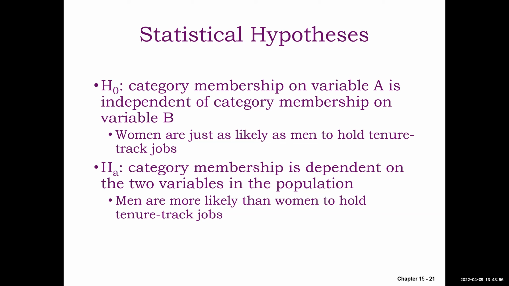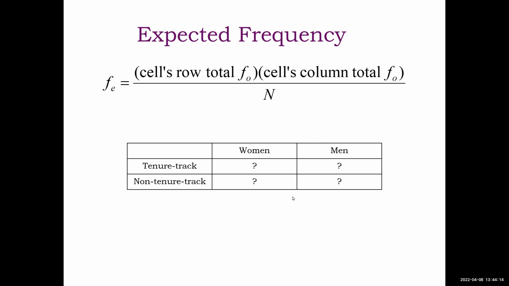Our alternative hypothesis is that, yes, they are dependent. That's why it's called a test of independence, right? So category membership depends on the 2 variables. Membership in one is going to be different according to membership in the other. In our example, men are more likely than women to hold tenure track jobs.